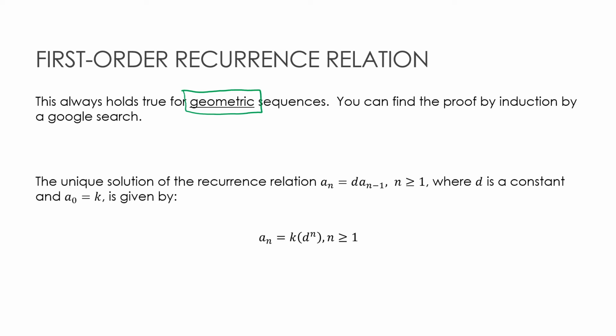Again, feel free to do a Google search if you want to see the proof by induction. I'm not going to go through that proof with you. So here's one essentially just to remember because it's going to work every time. So the unique solution for the recurrence relation where I'm able to find D, which is that constant ratio, or the common ratio, and I'm able to find K, which is the initial value, this is essentially how I'm going to write it every single time.